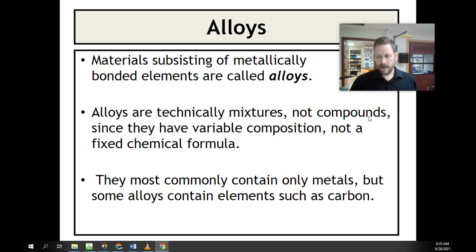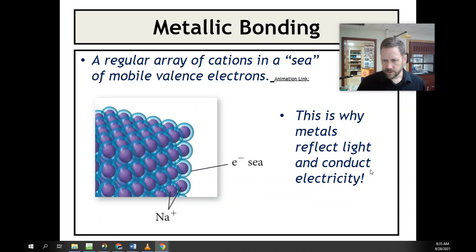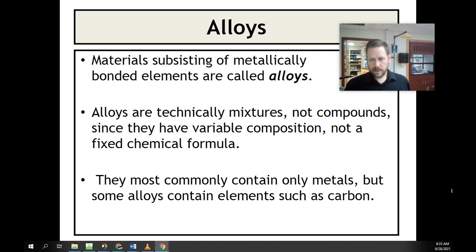So alloys, like I mentioned before, are going to be what results when we form metallic bonds. So if we understand the nature of metallic bonding, we can go on to think about what an alloy is. An alloy is a mixture. It's not a compound, and that is because alloys have variable composition.